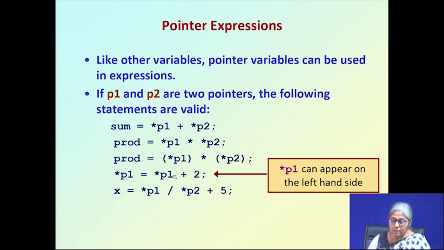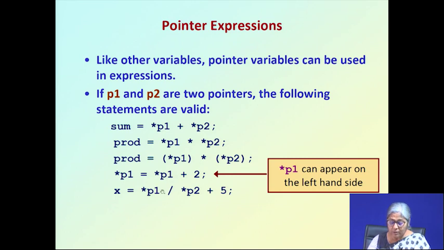Star P1 equal to star P1 plus 2. See, these are some variables. Is it that always 2 will be added? No. Star P1 has some value that it is getting from the variable it is pointing to, and 2 will be added there, 2 is added there.